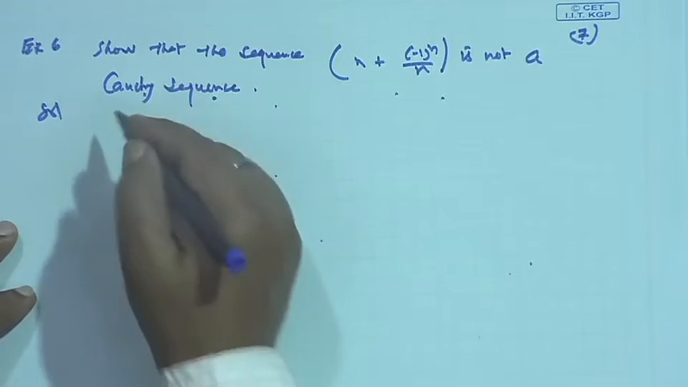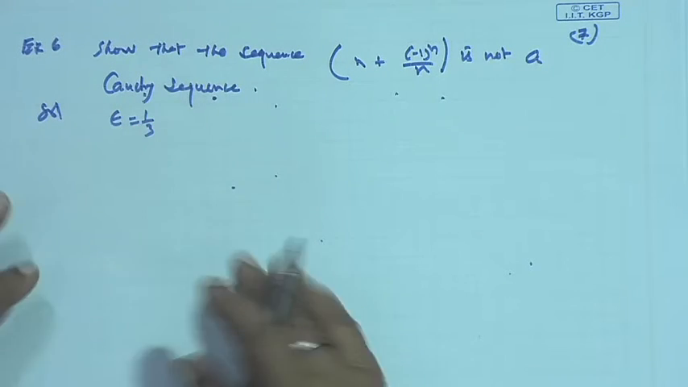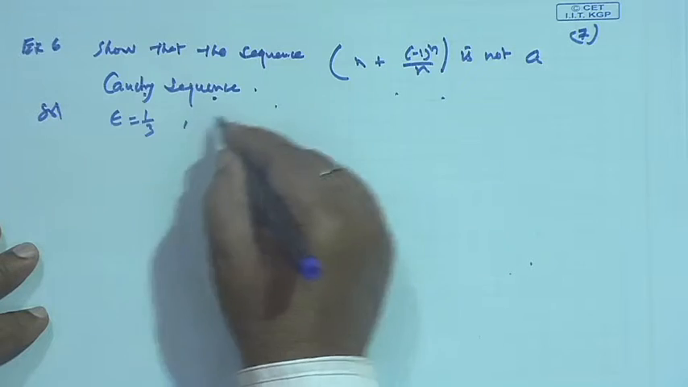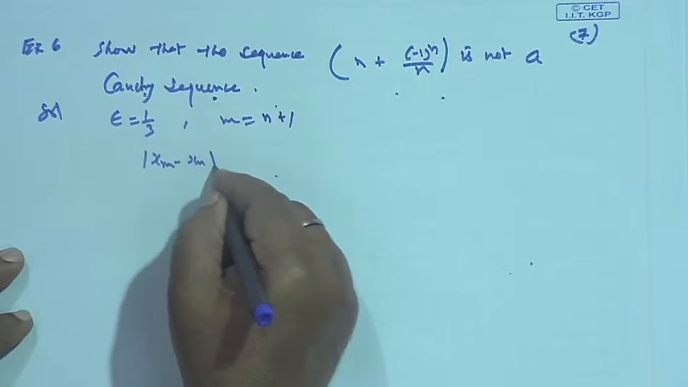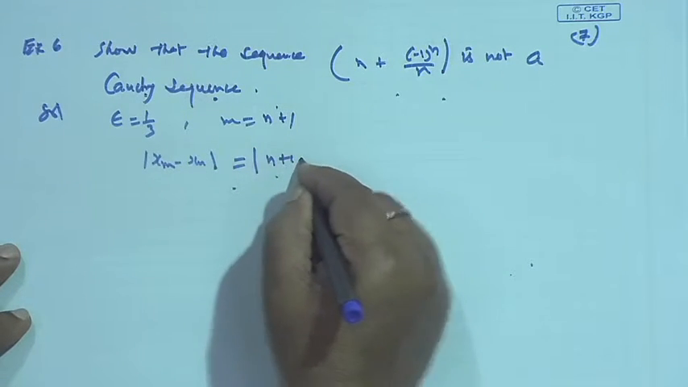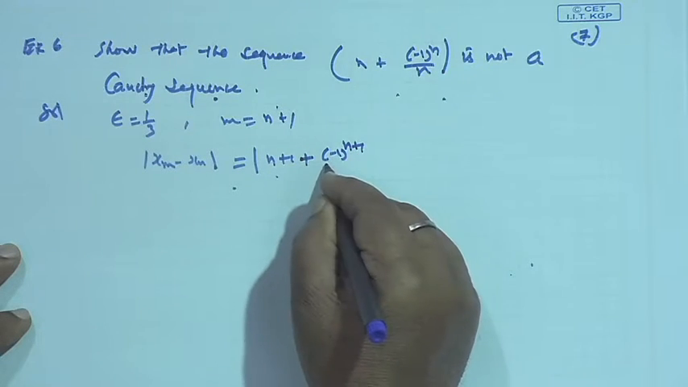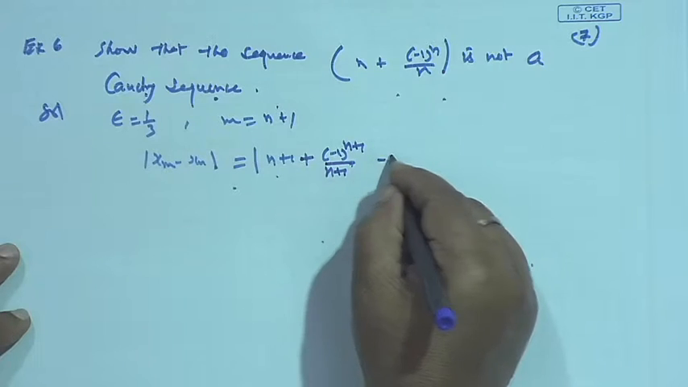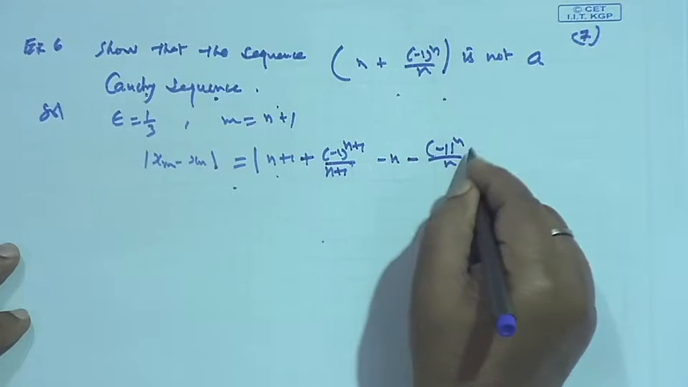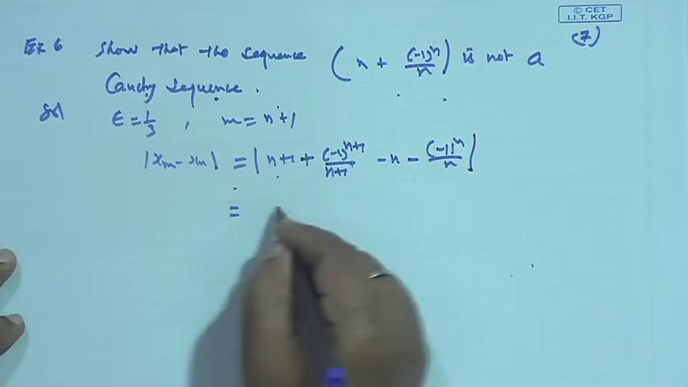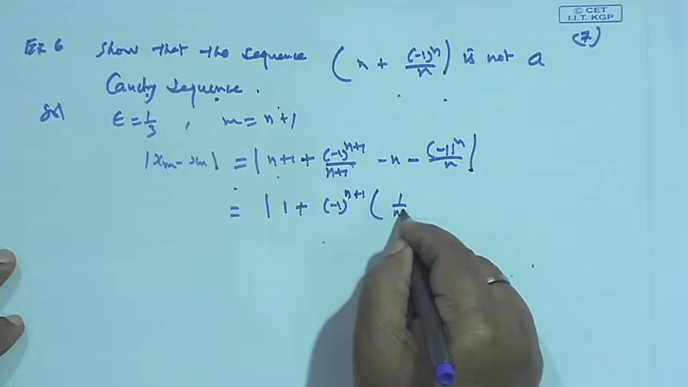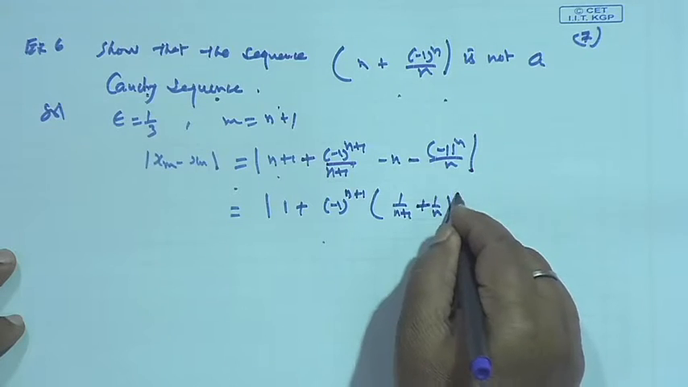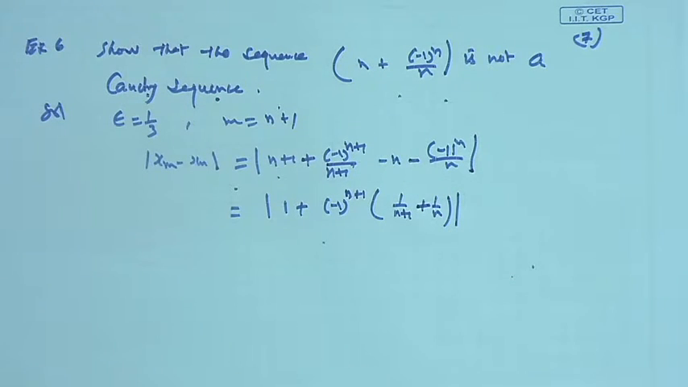So, let us start with, say, epsilon equal to 1/3. If I prove that the difference x_m minus x_n is greater than 1/3, then it will not be a Cauchy sequence. So, let m be n plus 1. Then what will be x_m minus x_n? This is equal to (n plus 1) plus (minus 1)^{n+1} divided by (n plus 1), minus n minus (minus 1)^n by n, and that gives you 1 plus (minus 1)^{n+1} by (n plus 1) plus 1 by n. Now, take the two cases when n is even and when n is odd.